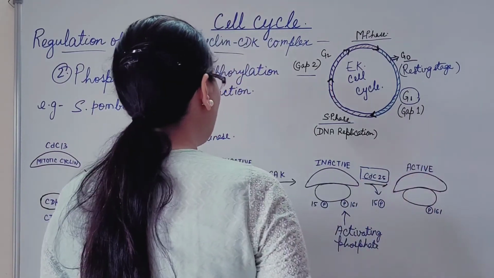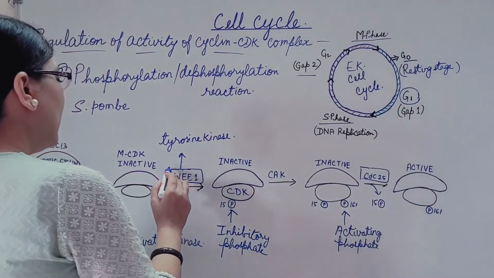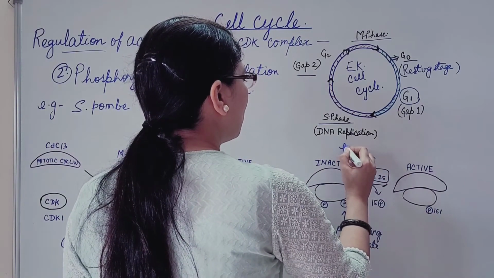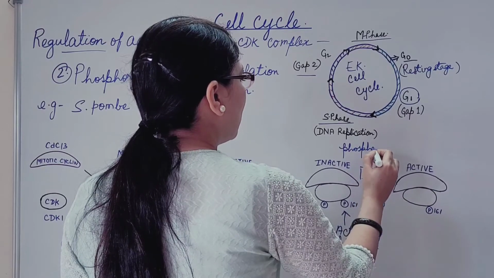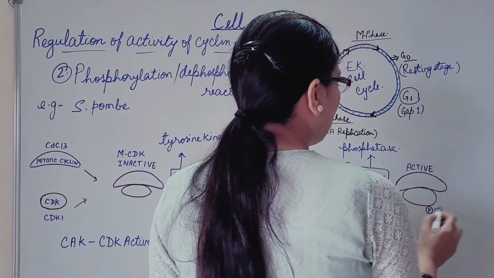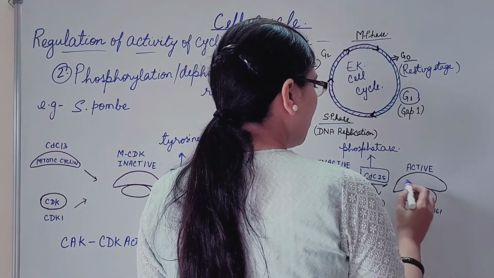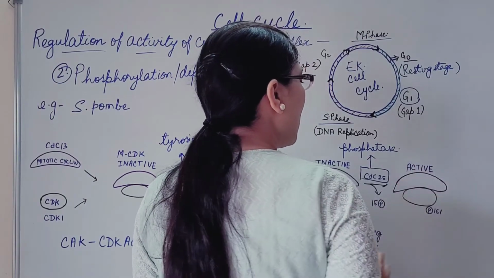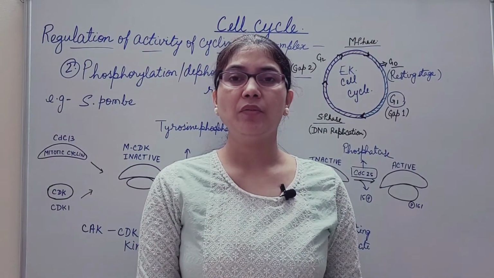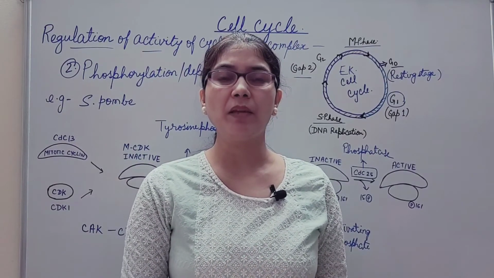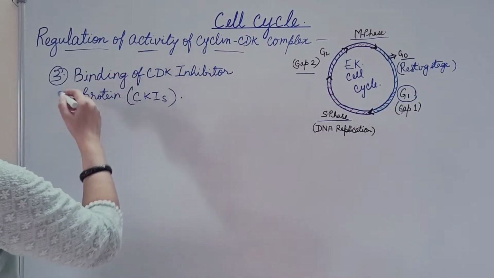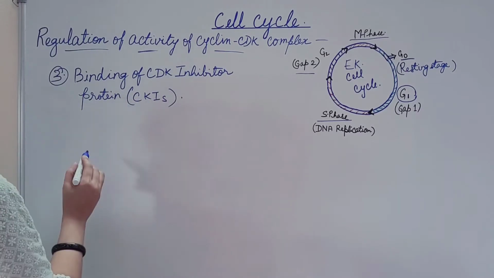When this cyclin CDK complex is required in the cell cycle, the activity of Wee1 decreases and the activity of CDC25 increases. This is a protein phosphatase. It then removes the inhibitory phosphate from CDK. Now this cyclin CDK complex has only the activating phosphate and is now active. So this phosphorylation and dephosphorylation regulates the activity of cyclin CDK complex on the basis of their requirement in the cell cycle.